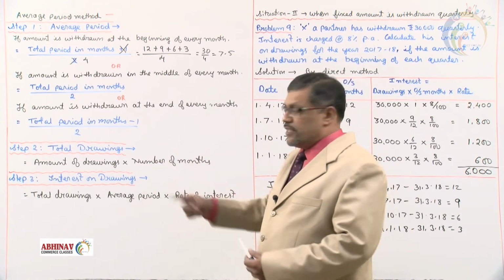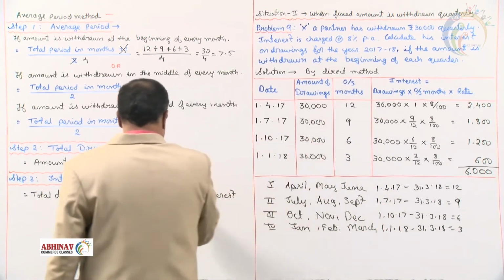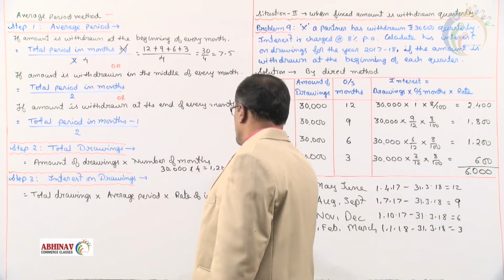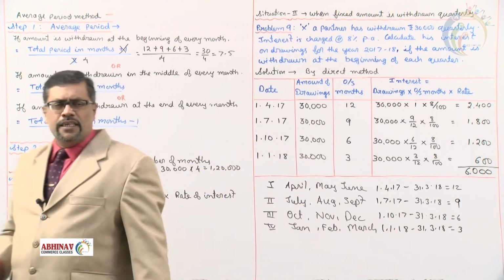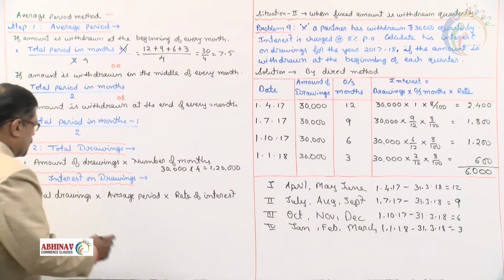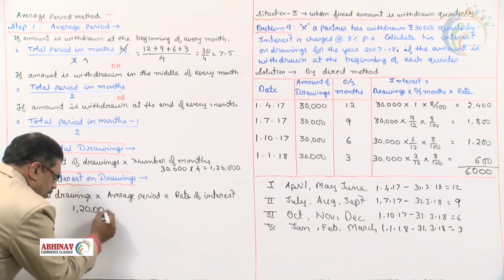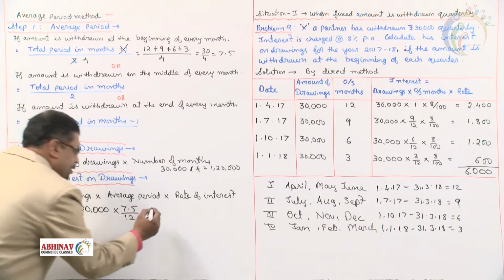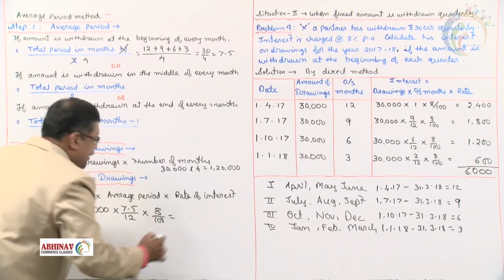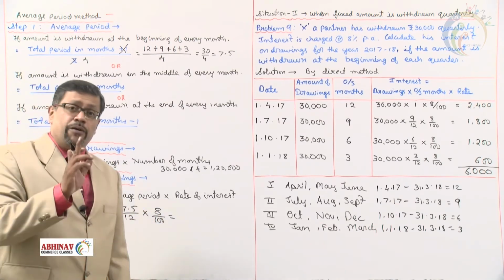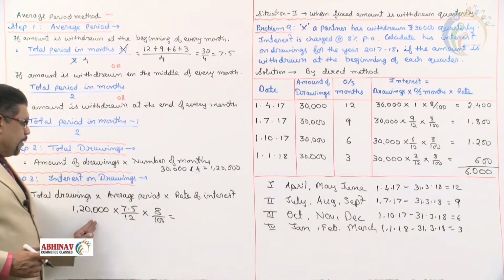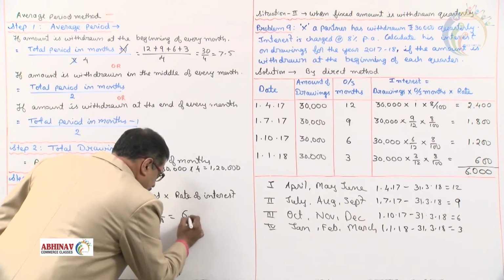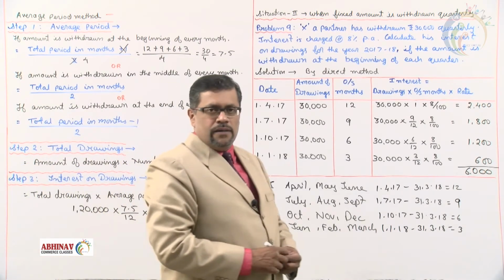Step 2. Total drawings. How much are the drawings? 30,000. When you multiply by 4, what we get is 1,20,000. Let us see, the interest has to be 6,000. 1,20,000 into 7.5 months divided by 12 into 8%. Here don't divide by 4, because 8% is per annum, so we divide that by 12. So 1,20,000 into 7.5 divided by 12. When you calculate, the answer you get is 6,000.